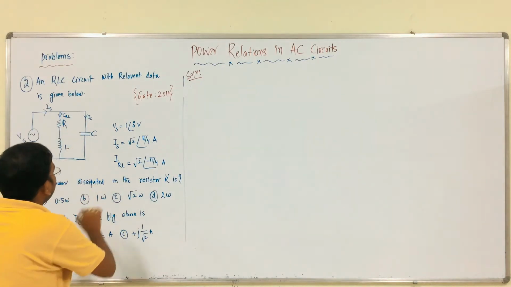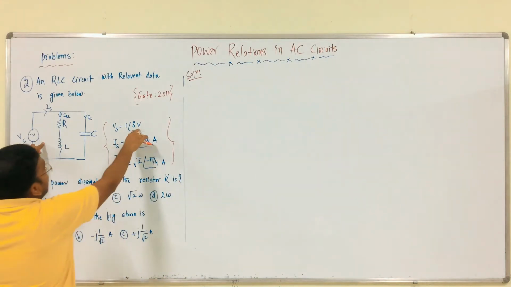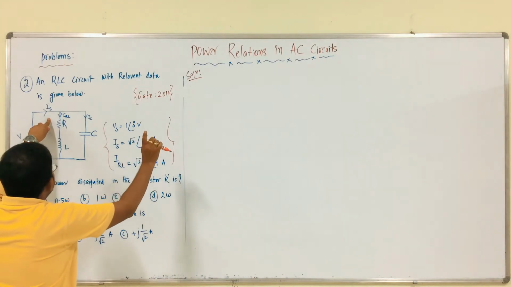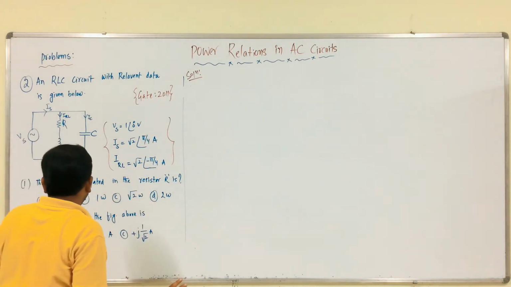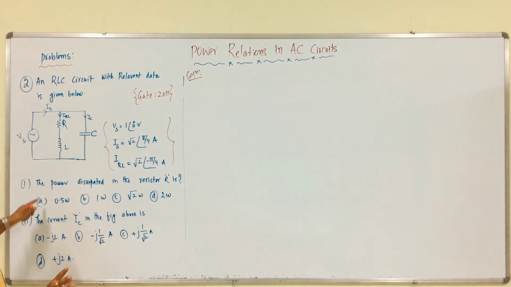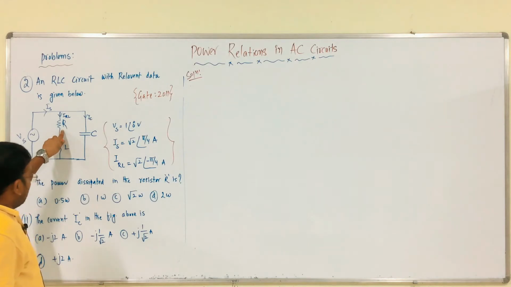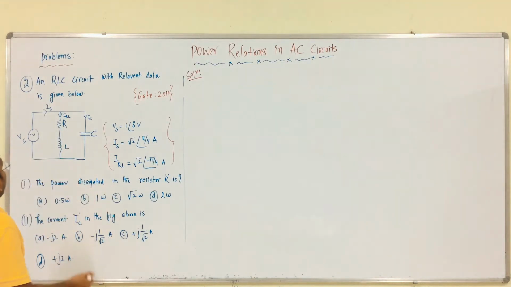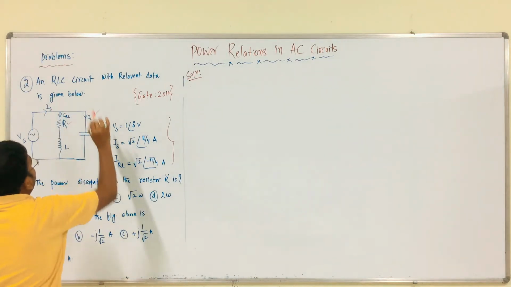The provided data are the source voltage 1 at an angle 0, and the source current IS, which is root 2 at an angle pi by 4. IRL is root 2 at an angle minus pi by 4 amperes. From this data we can calculate the power dissipated in the resistive branch, and the current IC in the figure.